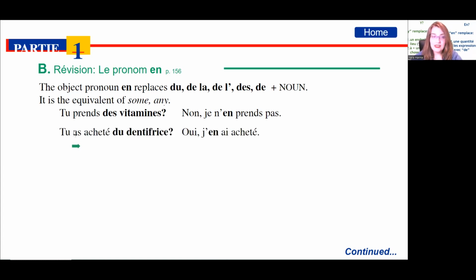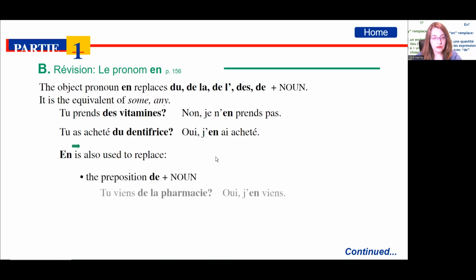So where do we place en? Tu as acheté du dentifrice? Du dentifrice will be replaced with en. And then we change the sentence from tu as acheté to j'ai acheté, and we place en before the helper verb. En is also used to replace the preposition de plus noun.